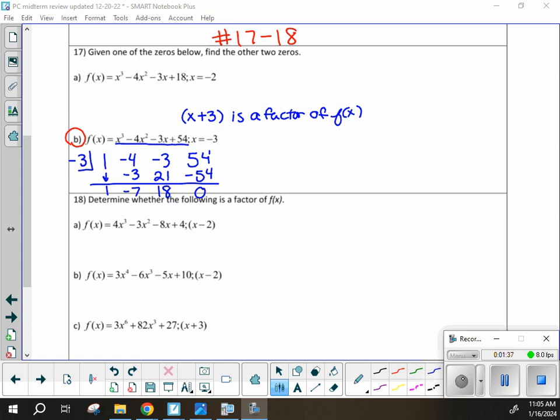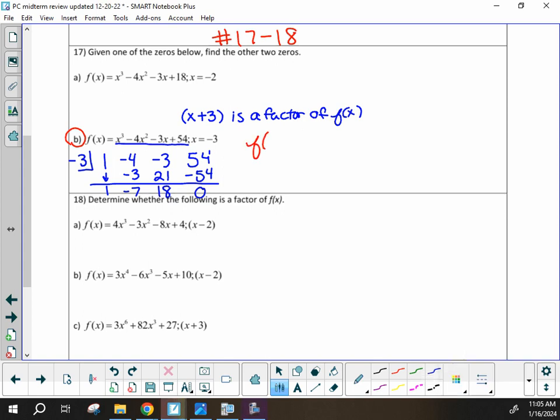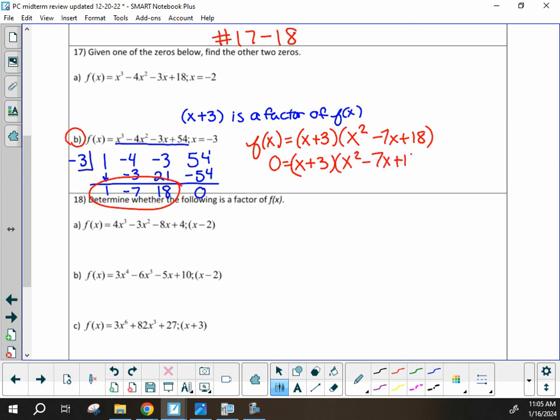Let's rewrite f of x as the product of this original factor that we had times, remember these numbers are the coefficients of our other factor, and we've got to reduce the power by 1. So we started with an x cubed, so now we've got x squared minus 7x plus 18. What we're trying to do is find the other two zeros. So at this point, we would set it equal to 0, set each factor equal to 0.